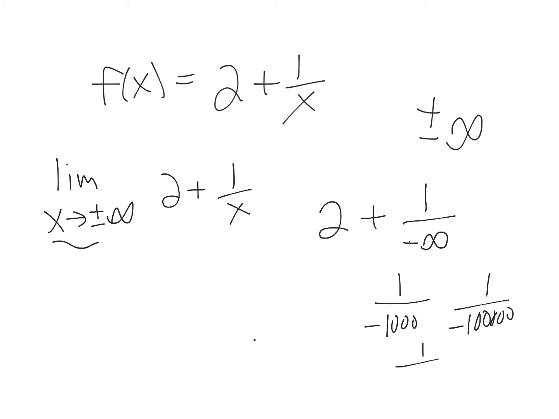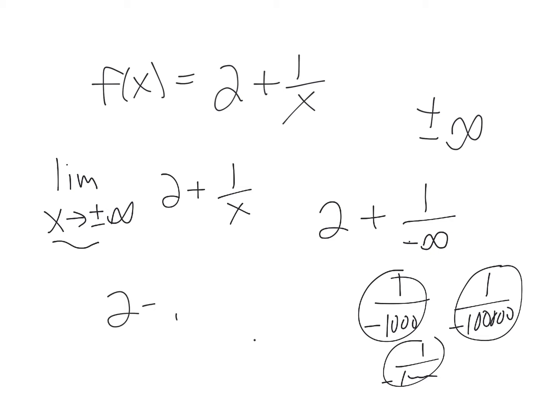Or 1 over negative a billion, isn't this number going to 0? Yes, it's a negative number, but way out at infinity, it's getting so small it doesn't matter that it's negative, because 2 minus 0.00000000001 is pretty darn close to 2. The same thing happens at positive infinity. I'm positive, positive, positive, positive. That would be 2 plus a very, very small number.